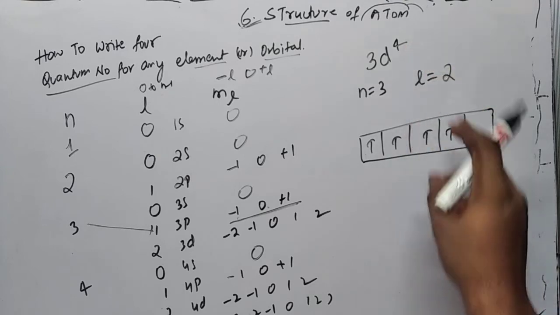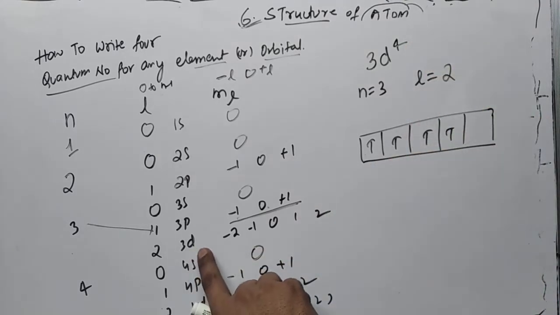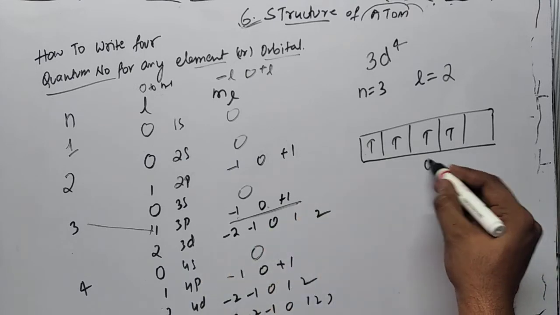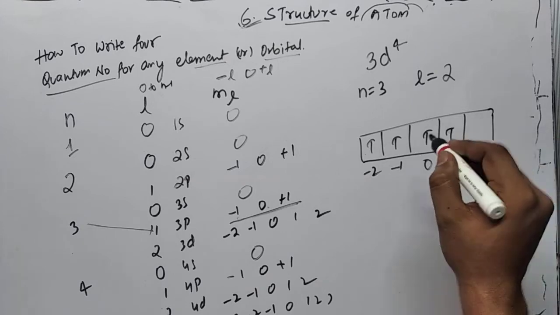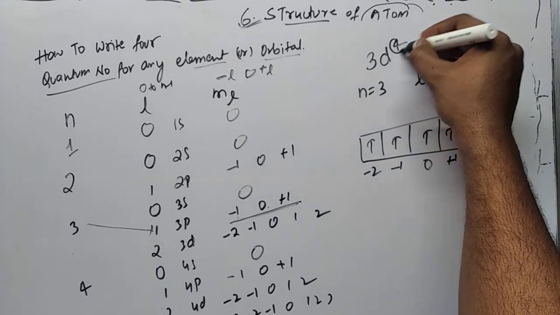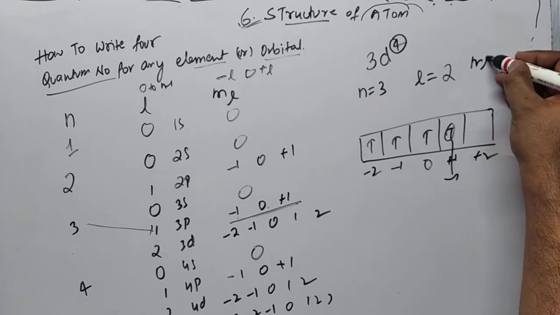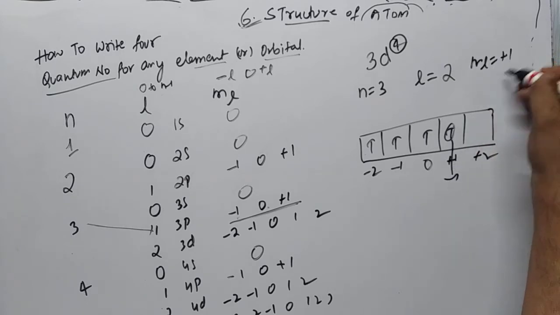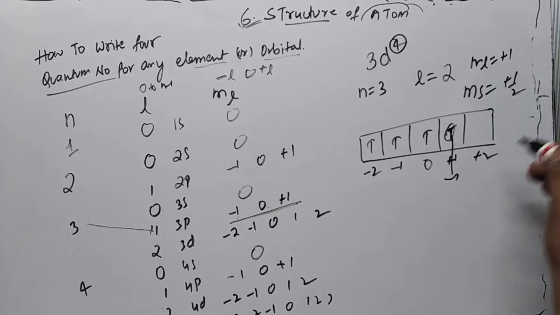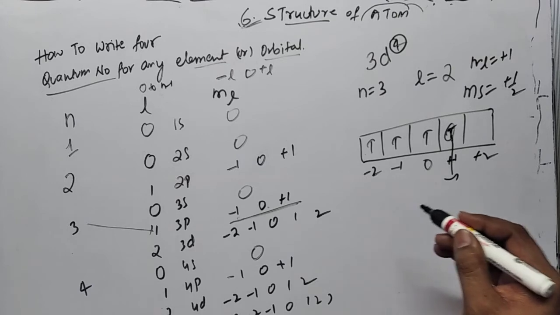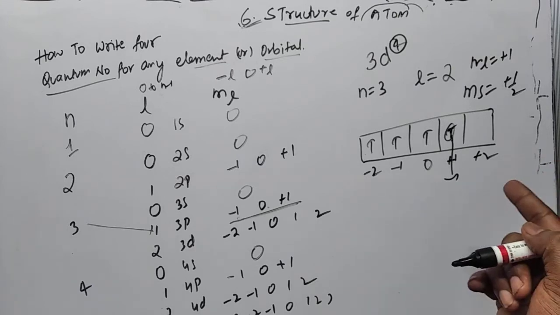So here we have 4 electrons. So this is a 3d orbital. The 3d orbitals have values 0, -1, -2, +1, +2. So we have to write the quantum numbers for this 4th electron. So for this electron, the ml value will be +1 and the ms value, since it is an upward direction, is plus half. So n value is 3, L value is 2, ml value is +1 and ms value is plus half.